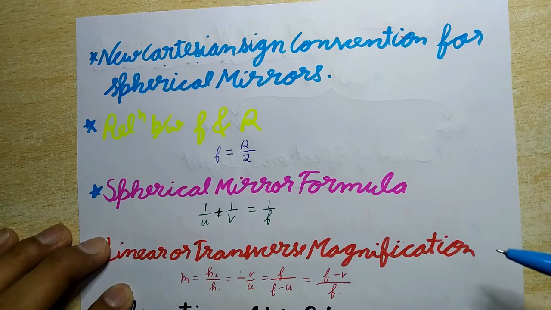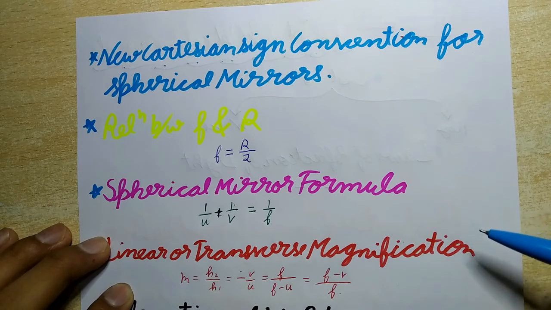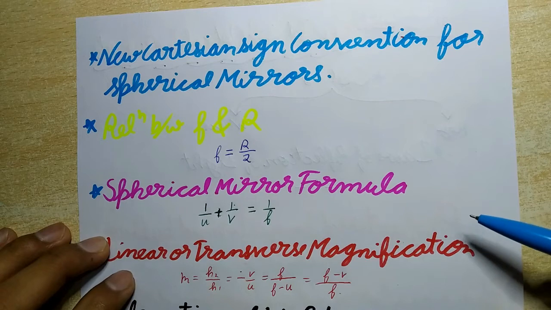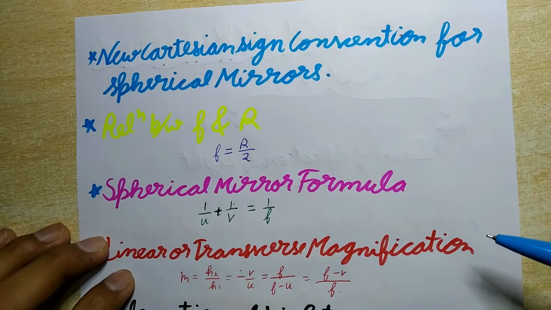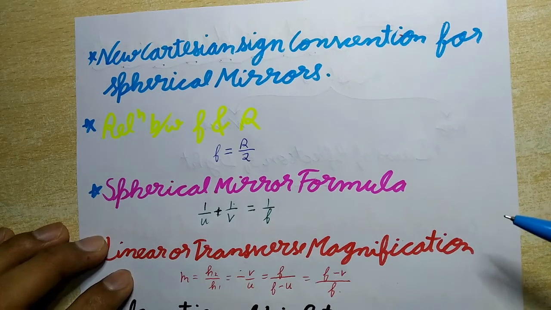Fifth, heights measured upwards and perpendicular to the principal axis are taken as positive. And sixth, heights measured downwards and perpendicular to the principal axis are taken as negative.